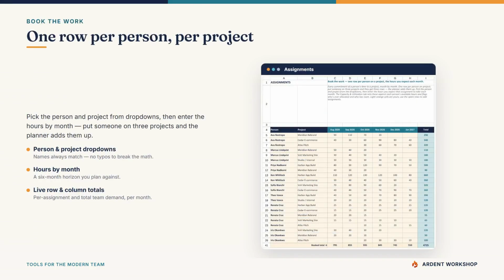Then you book the work, 1 row per person on a project with the hours you expect each month. Put someone on 3 projects and they get 3 rows. The planner adds them up. Pick names and projects from dropdowns so nothing breaks the math, and plan across a full 6-month horizon.